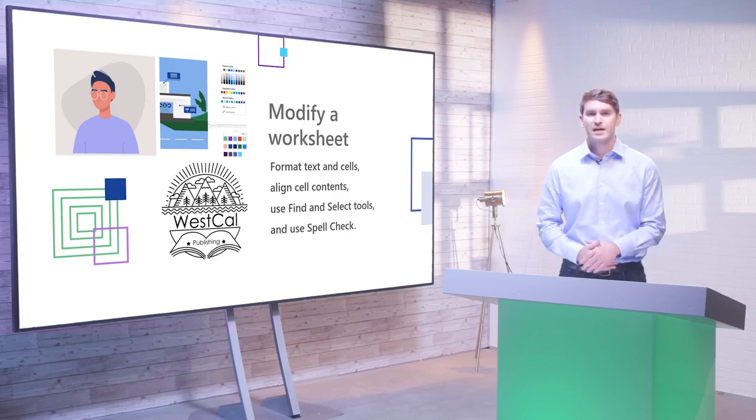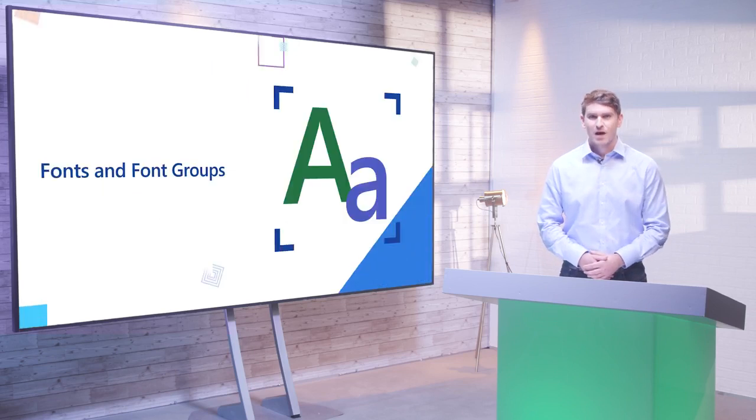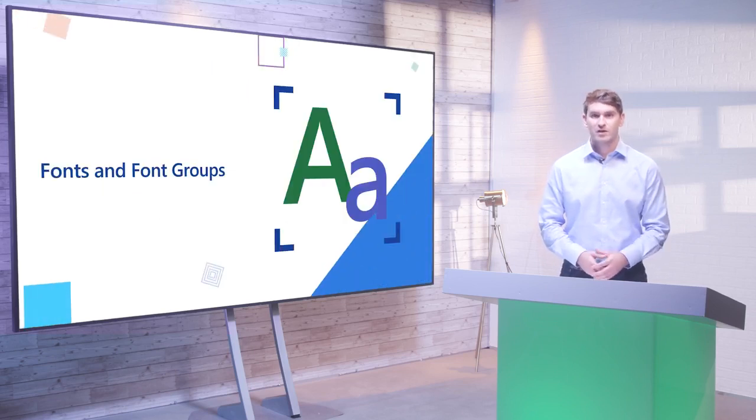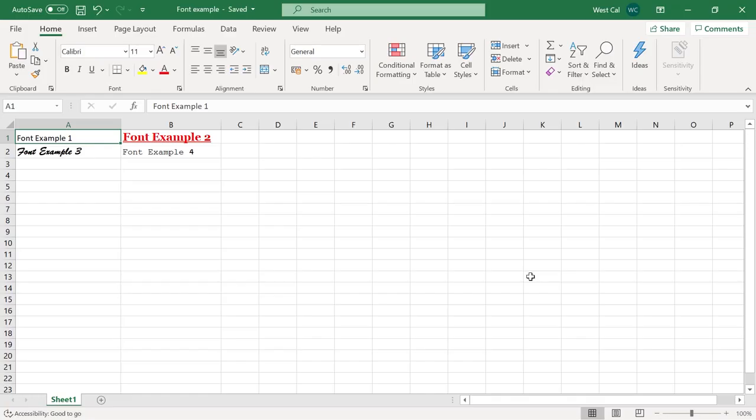Let's get started by taking a closer look at fonts. A font is a complete set of characters with a typeface and style that are used to create text. Fonts are very customizable. You can change their size, type and color to create the effect you are looking for. On screen you can see an example of a few different fonts. Naturally, the Font group of the Home tab is where you'll find most font commands. You can choose the font face, size, color and effects here.